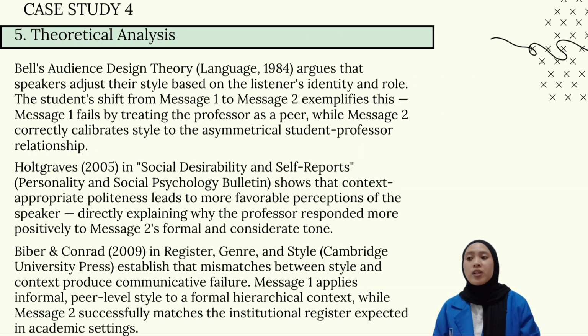And the last question is theoretical analysis. Audience design theory argues that speakers adjust their style based on the listener's identity and role. The student shifts from message 1 to message 2. It exemplifies this. Message 1 fails by treating the professor as a peer, while message 2 correctly calibrates style to the asymmetrical student-professor relationship. According to Holtgraves, context-appropriate politeness leads to more favorable perception of the speaker, directly explaining why the professor responded more positively to message 2's formal and considerate tone.